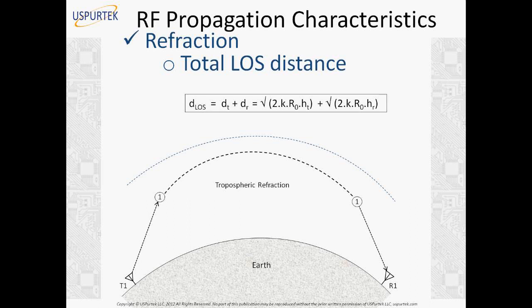Now here, for the total line of sight distance, we take both the distance covered by the transmitting antenna and the distance due to the receiving antenna, how far the receiving antenna can see beyond the horizon. So we do it twice actually. We add DT and DR and take the heights of both the transmitting and receiving antennas. HT is the height of the transmitting antenna and HR is the height of the receiving antenna. That helps us compute the total line of sight distance.